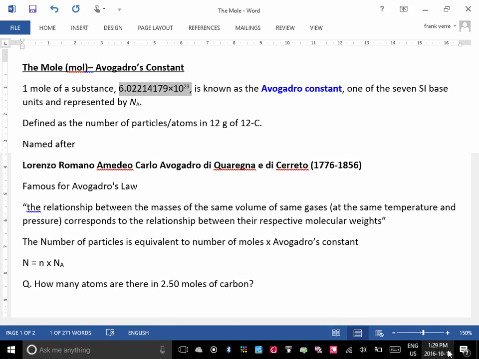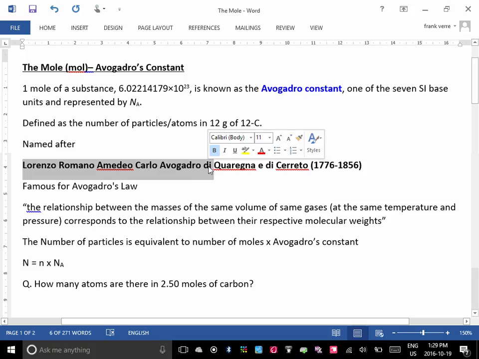It's known as Avogadro's constant. It's named after this person right here, Lorenzo Romano Amadeo Carlo Avogadro di Quaregna di Cerreto. You don't need to know that. It's not important. We will talk about his law, Avogadro's law, when we get to the unit on gases and gas pressure. So I'm not going to talk about that today.